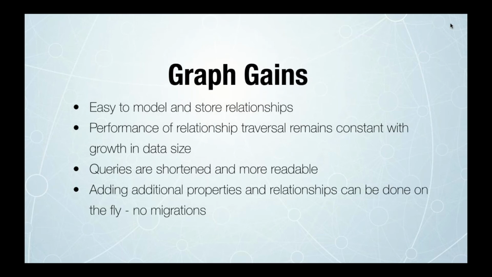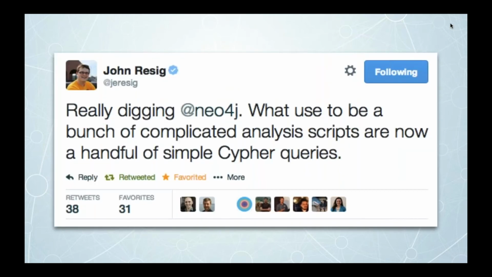So alternatively, with our graph, as we call it, we think that Neo4j makes it fairly easy to store and model your relationships. Your relationship traversal performance remains constant with growth in data size. So this is that native graph database advantage that we talked about, the idea that you can traverse from one node to another node in the graph without doing any additional index lookups. The queries are pretty easy to read, and you have that agility that you can add and remove additional properties and relationships on the fly.